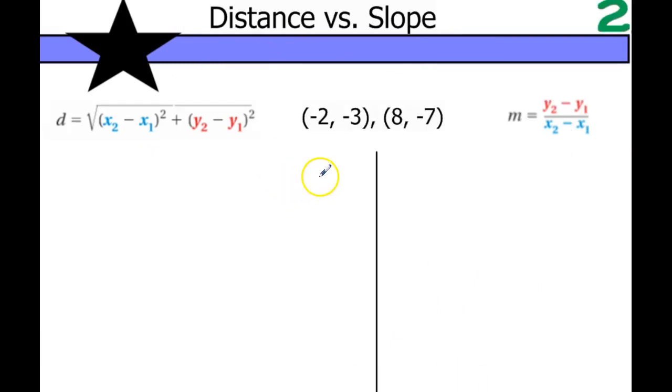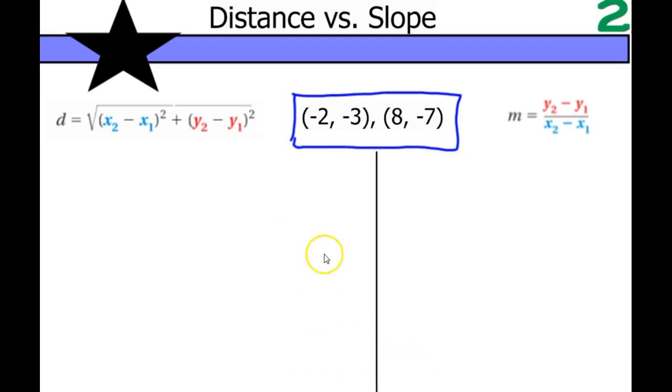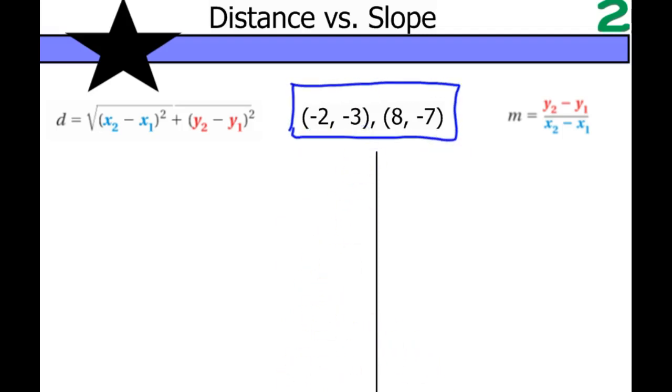Let's do one more with distance formula and slope. So here are our 2 points. They're just given to us in the form of points instead of a picture. So I'm going to label them as x1, y1, and then x2, y2, the second point. So I can plug them in to the distance formula.